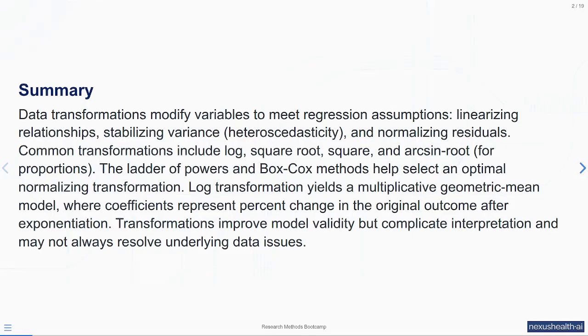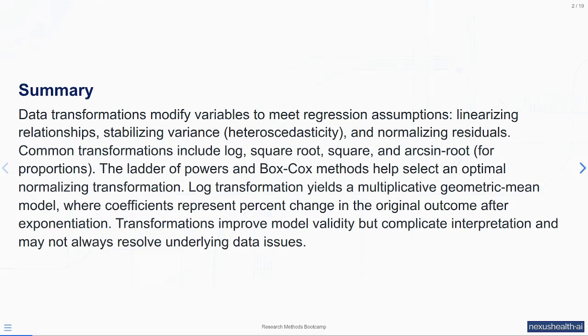And so in this lecture, we shall be looking at some common data transformations and methods to achieve that, which include log, square root, square, arcsin-root. We'll also introduce the concept of the ladder of powers and Box-Cox methods that help to select an optimal normalizing transformation. Because the goal of the data transformation is to try to help meet the assumptions so that we can carry out our regression. However, it comes with certain trade-offs.